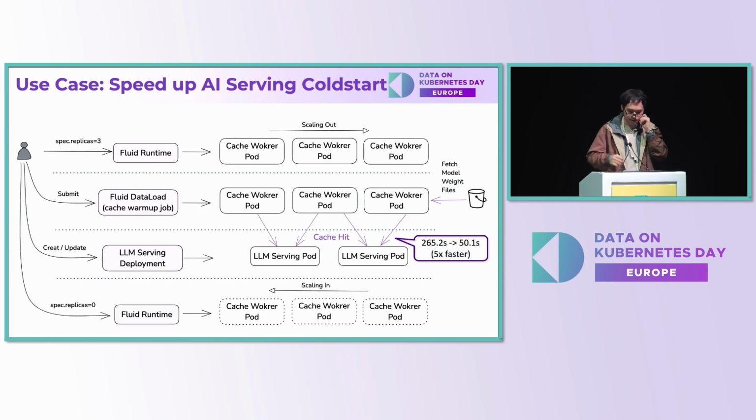And finally, it's also very easy to scale in the distributed cache system when all the LLM serving pods are ready. Because they are ready, there is no need to access the files, so the cache system can be scaled in. You can scale it in by specifying the spec replicas as 0, so all the cache worker pods will be deleted and removed from the Kubernetes cluster.